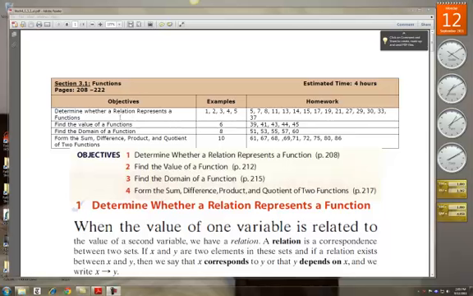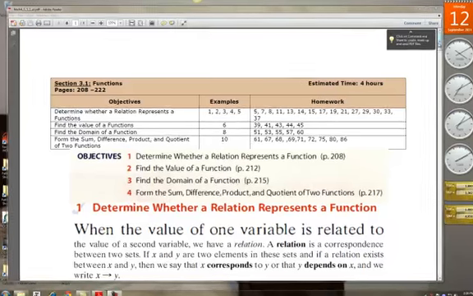For the first item, determine whether a relation represents a function. For this idea, we have 5 examples. And then for each of the other 3, we have 1 example. The textbook contains examples 7 and 9, but they're not listed here. You're not responsible for them, and we're not going to talk about them. It's not because they're difficult, but because we don't have enough time to cover them, and they usually have something to do with calculator techniques, which we do not allow in this course. So anyway, here are the 4 things we have to know, and we start with the first one.